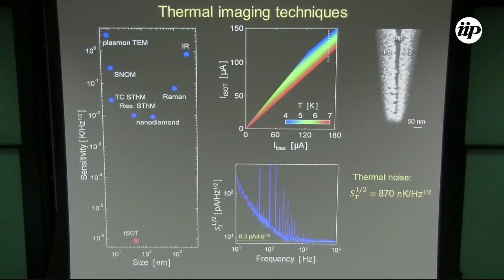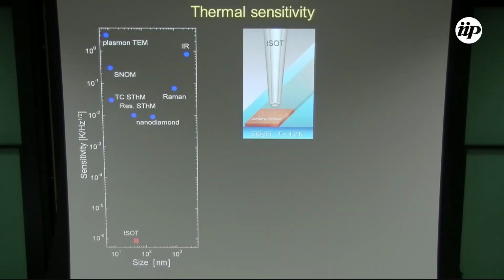So now we have a very small and a very sensitive thermometer, but it's not enough in order to do real thermal imaging. There is another important requirement, which is that this nanothermometer is well isolated from its support structure. Otherwise, we'll have a very small thermometer which actually measures a bulky thing. In this respect, this device performs extremely well for 2 reasons.